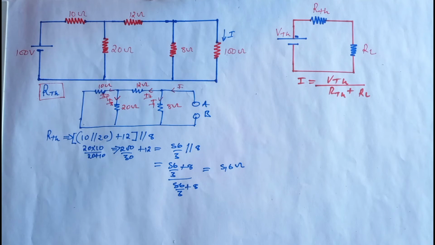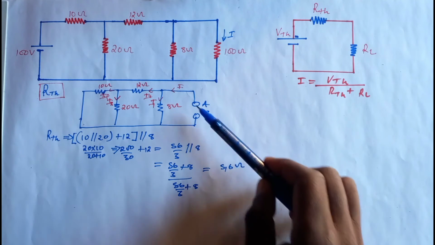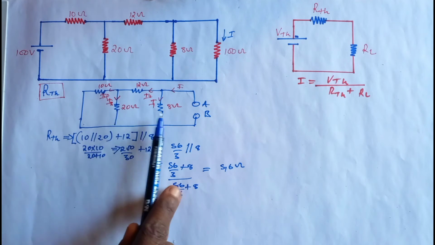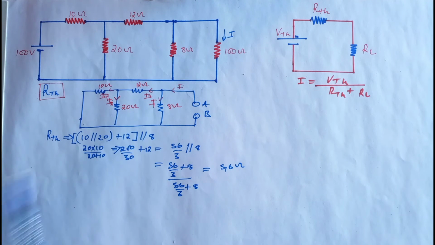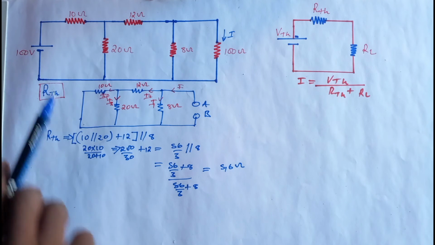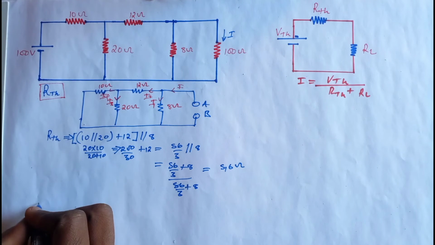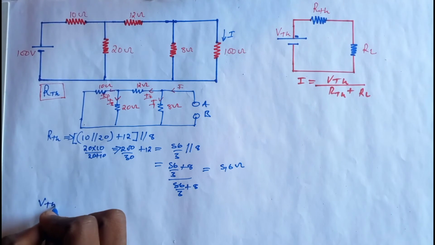Now we want to find the voltage at the terminals A and B. You should know that if two resistors are in parallel, that means they will have the same voltage. So now I'm going to put back the voltage source, but I'm not going to include the load resistor. So here I'm going to find the Thevenin voltage.